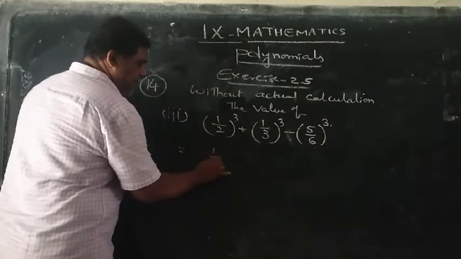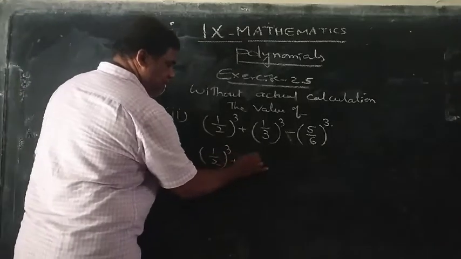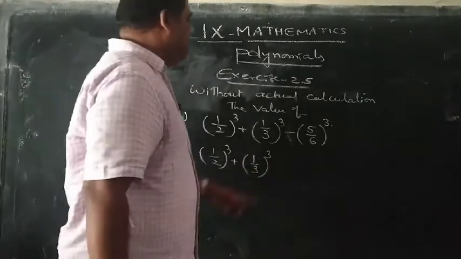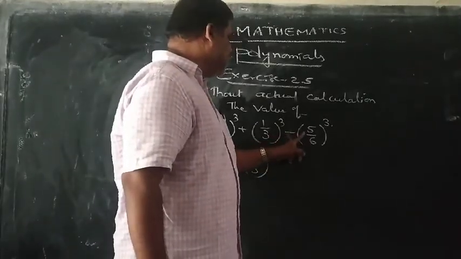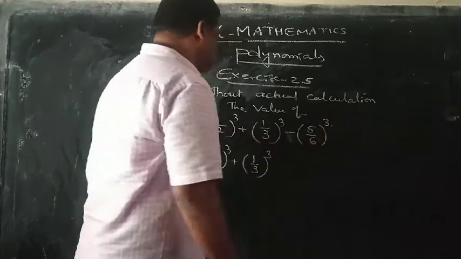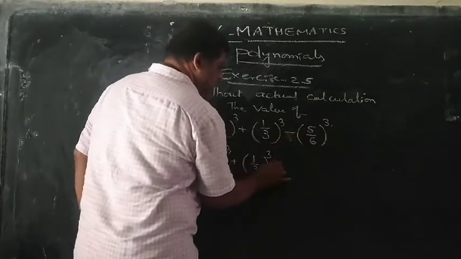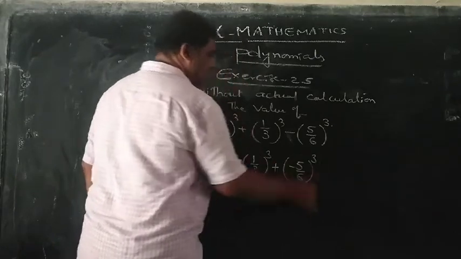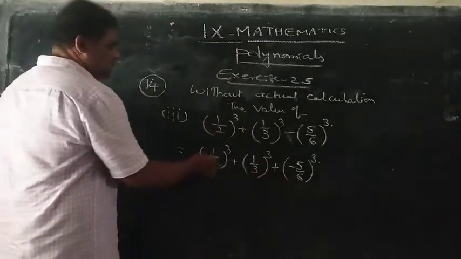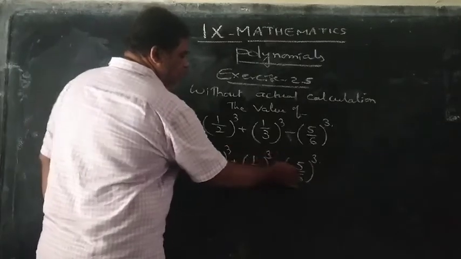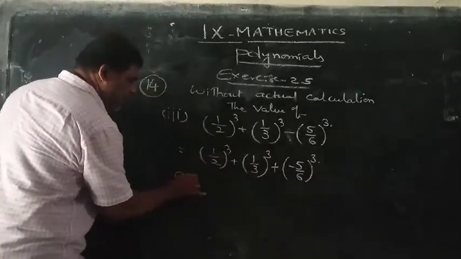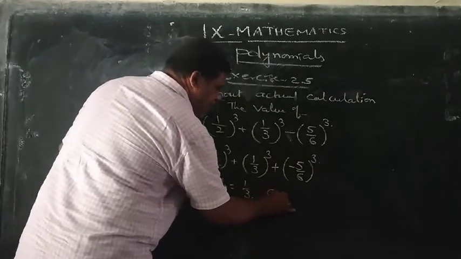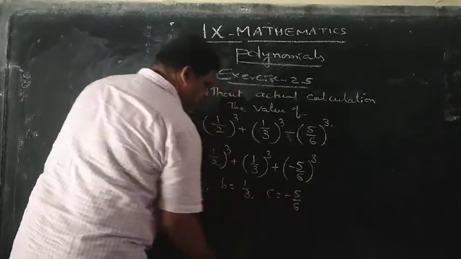First you write 1 by 2 whole cube. This is 1 by 3 whole cube. This minus sign let us write inside because minus whole cube is minus only. So we can write minus sign inside. So it will be minus 5 by 6 whole cube. Now this is in the form of a cube plus b cube plus c cube. A value is 1 by 2, b value is 1 by 3, c value is minus 5 by 6.